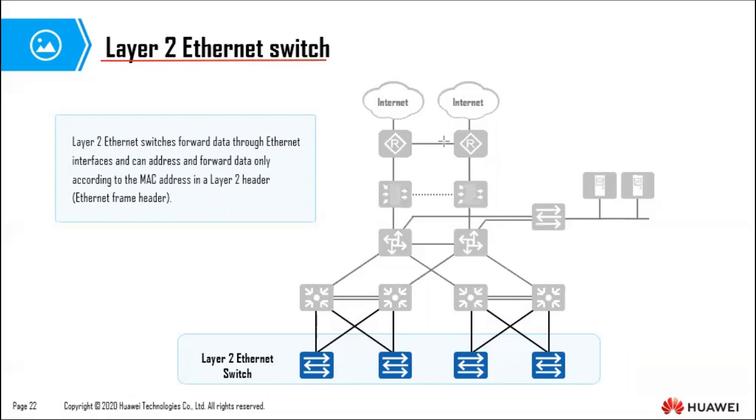Why do we call them layer 2? Because they work at the data link layer of the TCP/IP model. And therefore, they forward data based on what? Based on the MAC address.